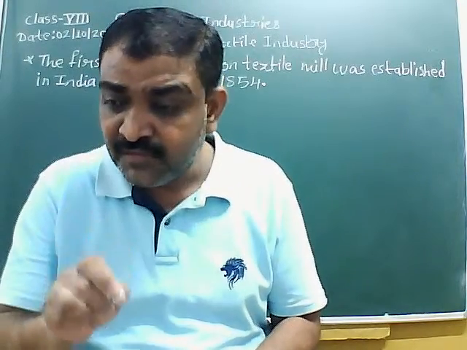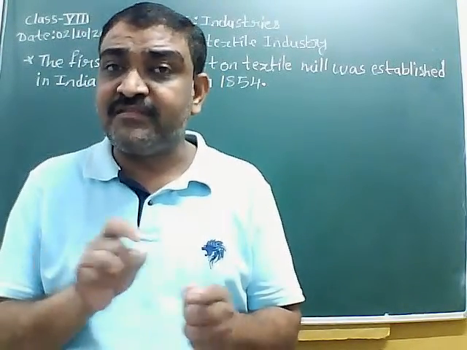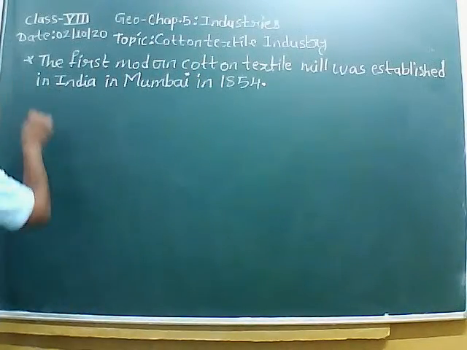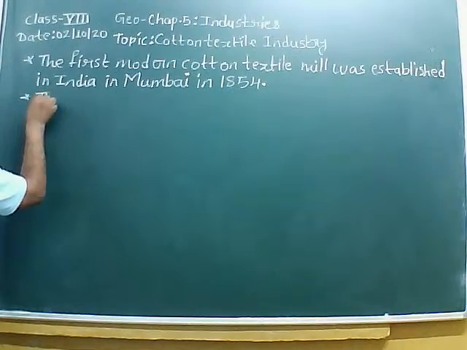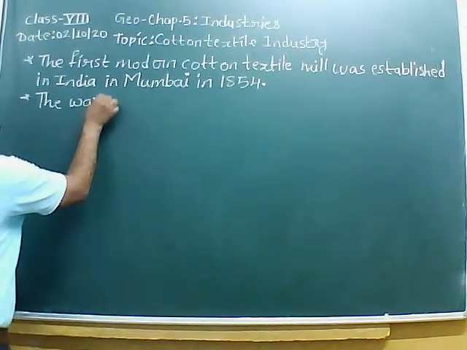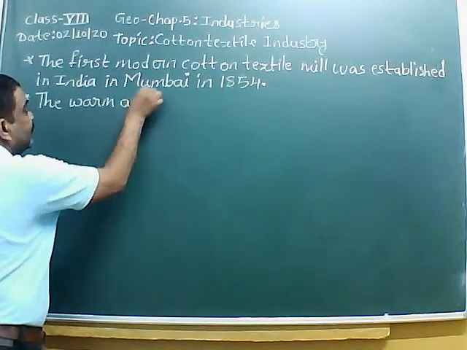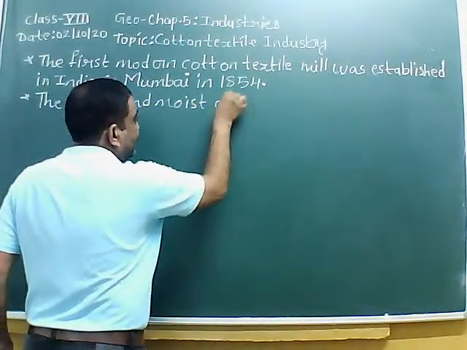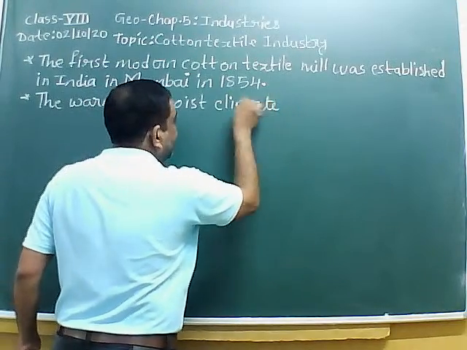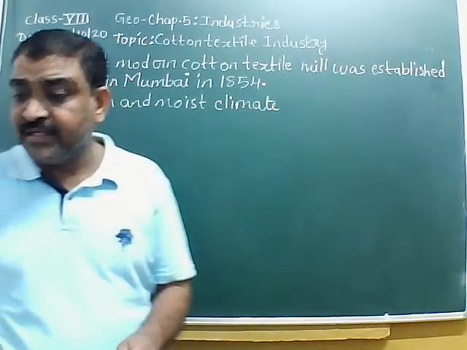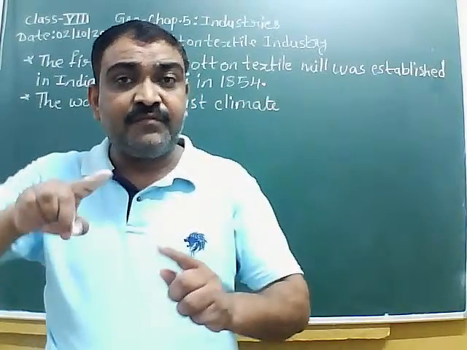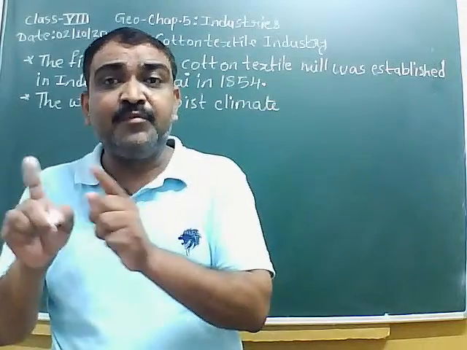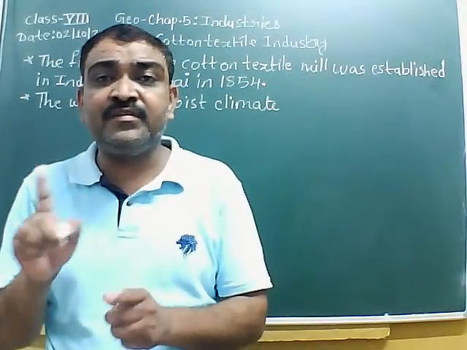Okay, there are a number of factors which were helpful for the establishment of this mill in Mumbai. So the warm and moist climate. The first important advantage which the cotton textile mill has in Mumbai is what? Warm and moist climate.